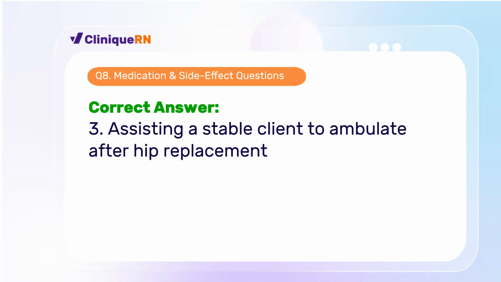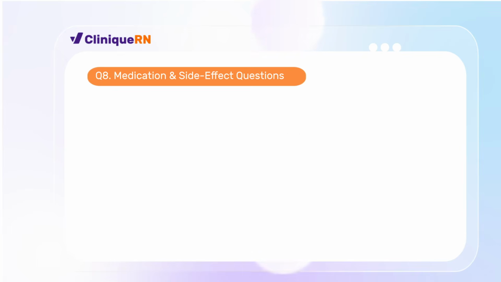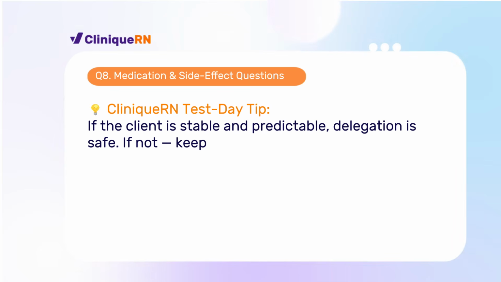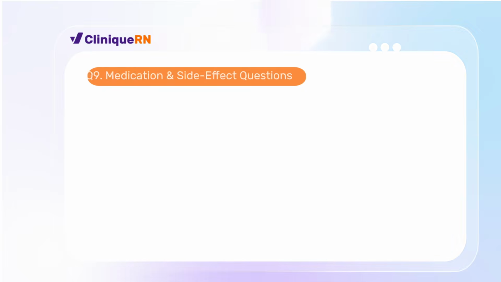The correct answer, 3. Assisting a stable client to ambulate after hip replacement. Rationale: UAP can assist stable clients with routine care. Feeding stroke clients or post-op vitals equals RN responsibility due to aspiration and instability risks. CliniqueRN Test Day Tip: If the client is stable and predictable, delegation is safe. If not, keep it.